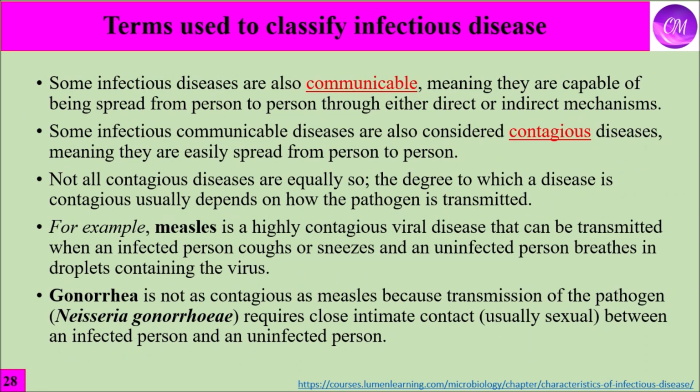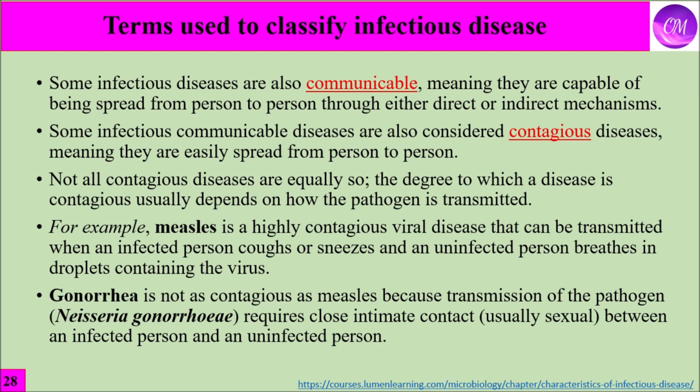Some infectious diseases are also communicable, meaning they are capable of being spread from person to person through either direct or indirect mechanisms. Some infectious communicable diseases are also considered contagious diseases, meaning they are easily spread from person to person, such as the COVID-19 coronavirus infections. Not all contagious diseases are equally so.